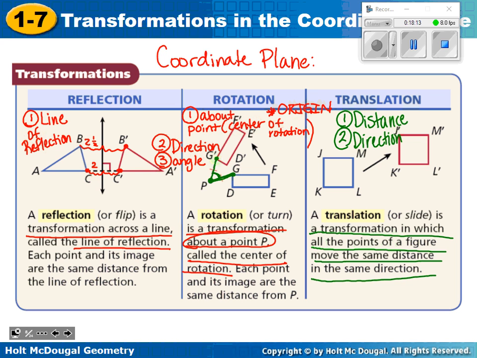So for example, when it's on graph paper, you may say something like, this is a translation right 2, up 3, because the figure has moved right 2 and then up 3. Does that make sense? Okay, and we'll practice. All right, so distance and direction is what you're telling me if it's a translation.